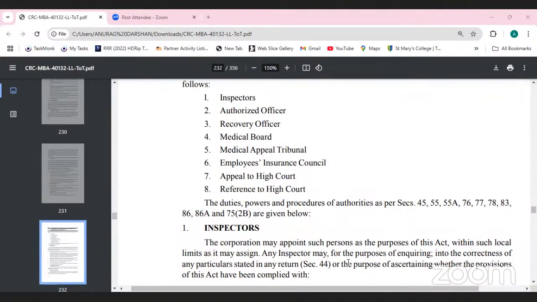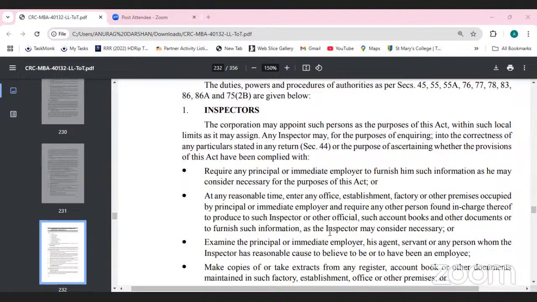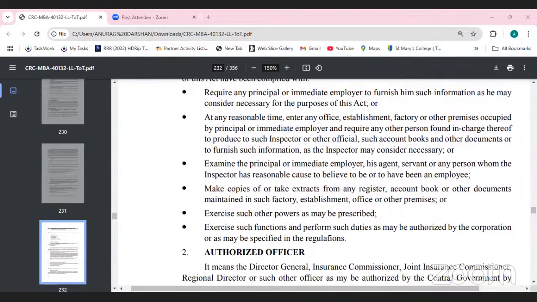The corporation may appoint such persons as inspectors for the purpose of this Act within such local limits as may be assigned, and he has provisions like asking the immediate employer to furnish information and details. At any reasonable time, he may enter the office, factory, or premises, and he has the power to verify the books, the documents, and such other information. He has the right to examine the principal or the immediate employer or the agent, and make copies or take extracts from any register. He has the power to ask questions and get the details in certain cases. And he also performs such functions as he may be authorized by the authority.